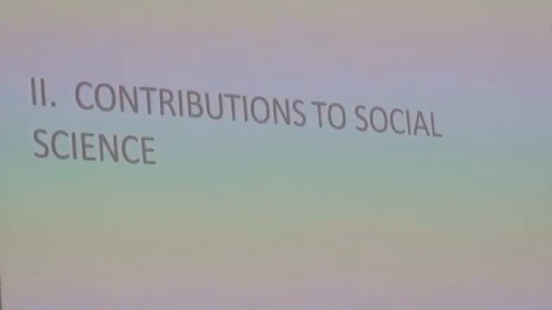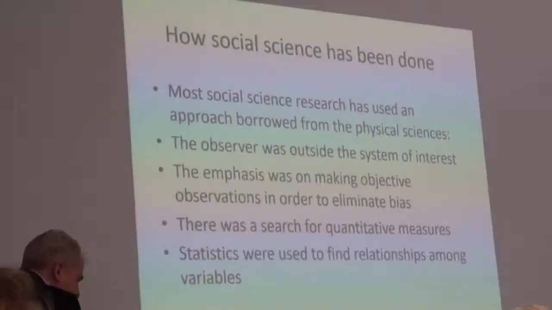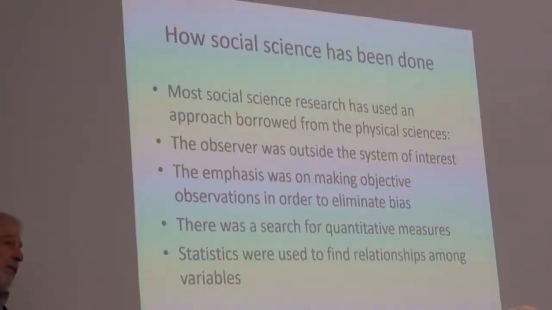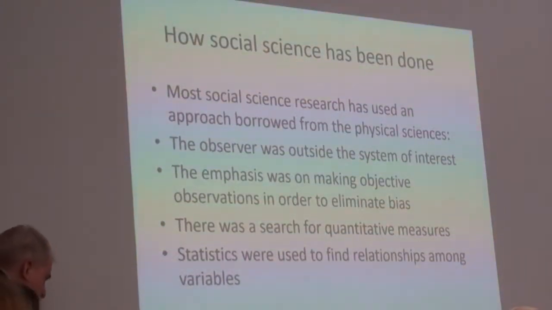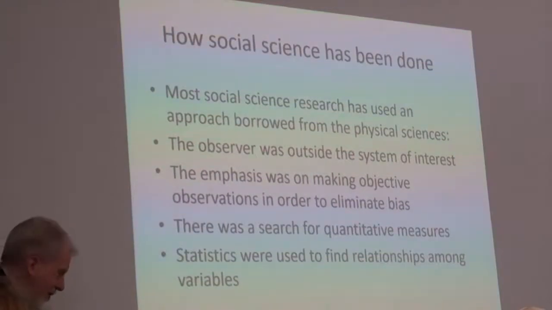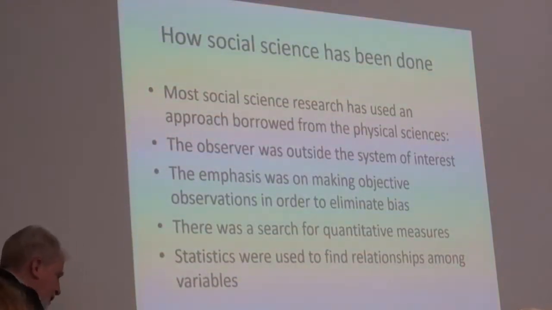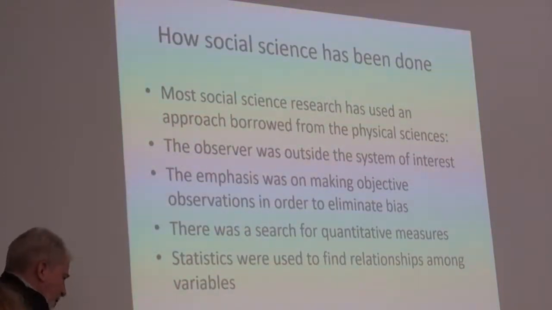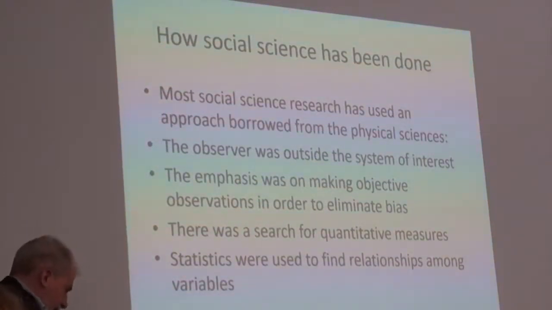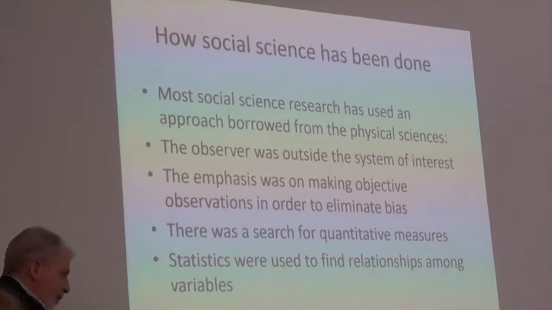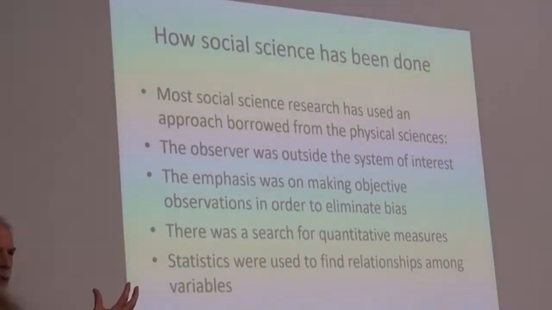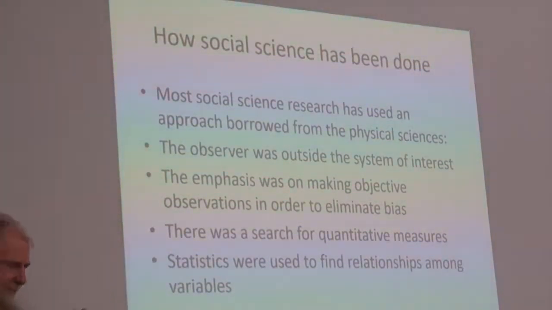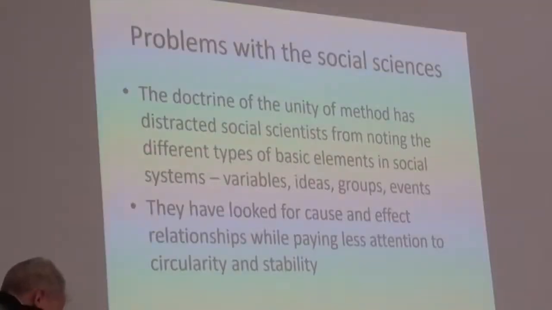That's management. Now, social science, another realm of activity. Most social science researchers use the approach borrowed from the physical sciences. The observer was outside the system of interest. The emphasis was on making objective observations. There was a search for quantitative measures, and statistics were used to find relationships between variables because you were looking for certainty. Problems with the social sciences.